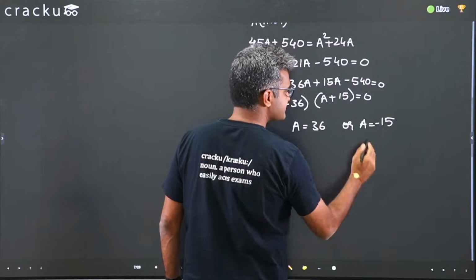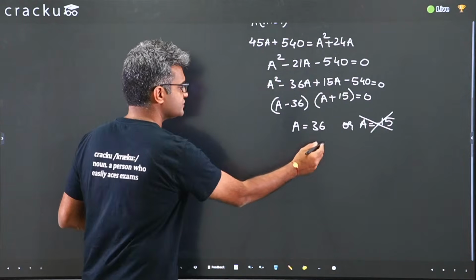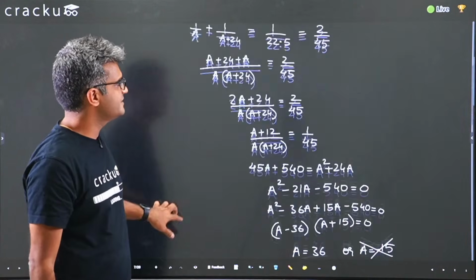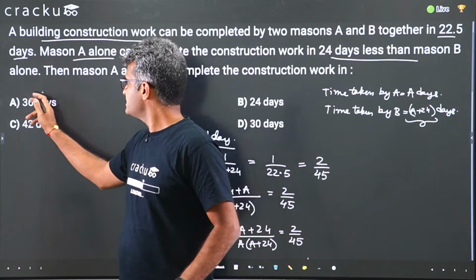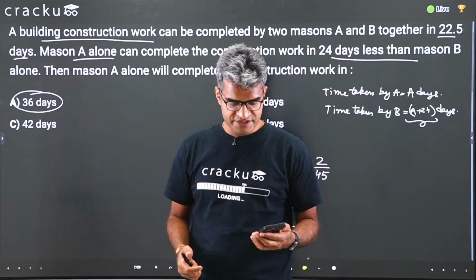The number of days in which somebody can finish a job cannot be negative. It has to be positive. So the number of days a takes to finish the job will be 36 days. So the correct answer for this question is option A. Let us look at the next question.